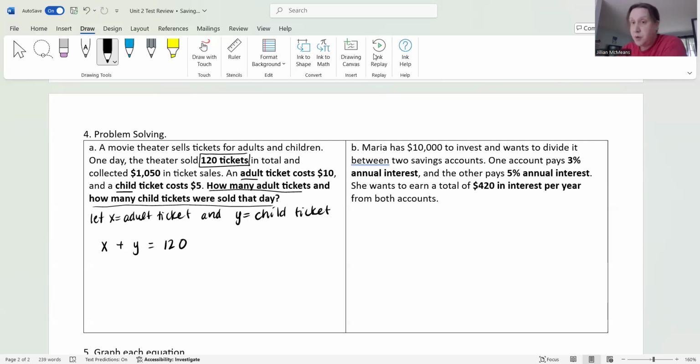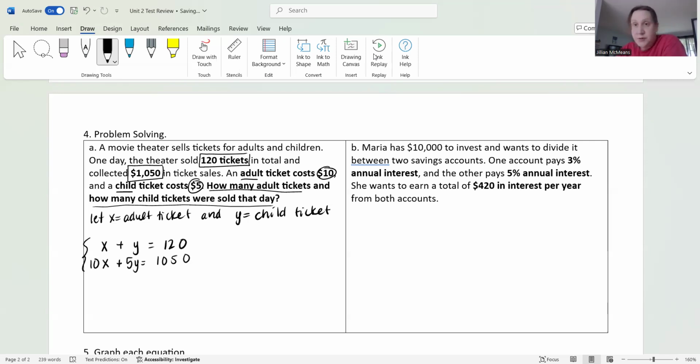Now, we also know that from those 120 tickets that were sold, we brought in $1,050. For each adult ticket that was sold, we made $10. For each child's ticket sold, we made $5. So we have to come up with an equation that represents the ticket sales. For each ticket sold for an adult, we made $10. For each ticket sold to a child, we made $5, and that ended up being $1,050 total. So this right here is our system of equations.